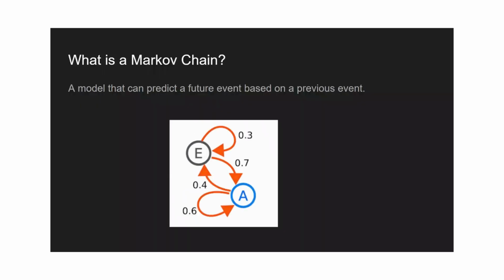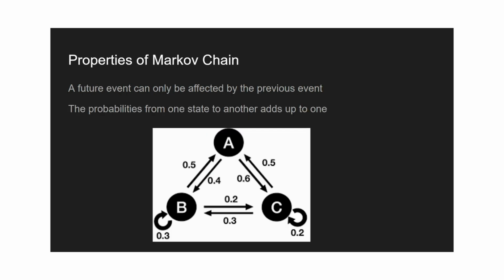So what is a Markov chain? A Markov chain is a model that can predict a future event based on a previous event. So this is very useful for many applications when you're trying to predict future events based on current events. These Markov chains have a couple of properties. One of them is that a future event can only be affected by a previous event.